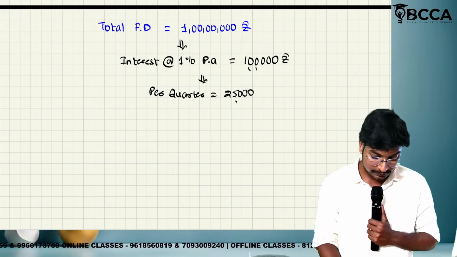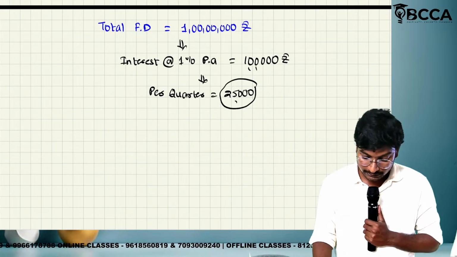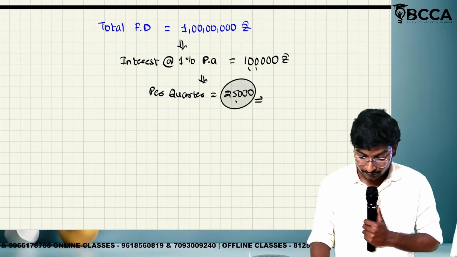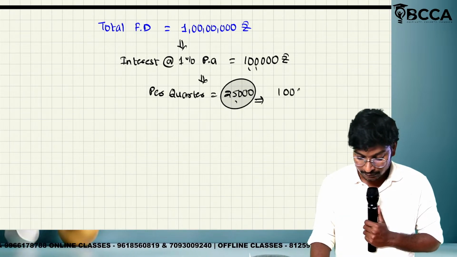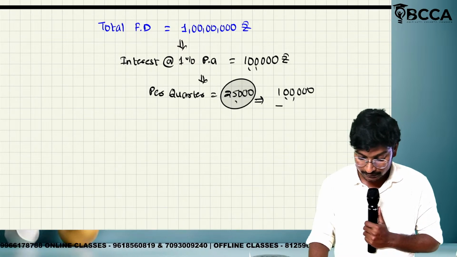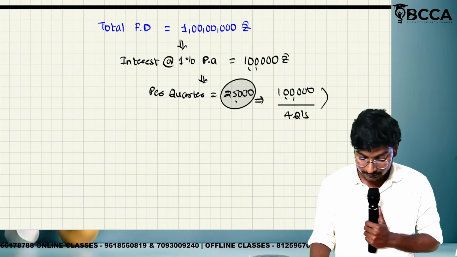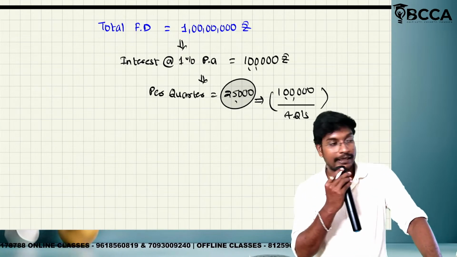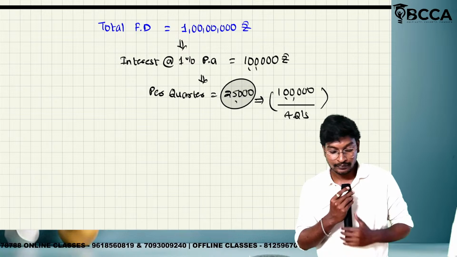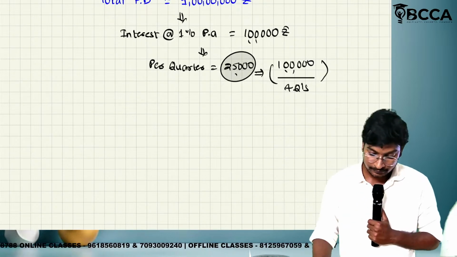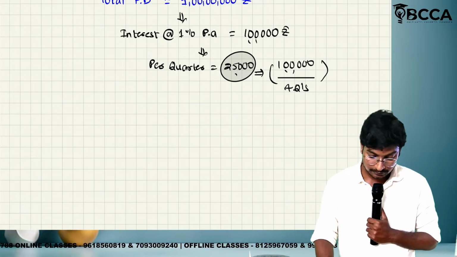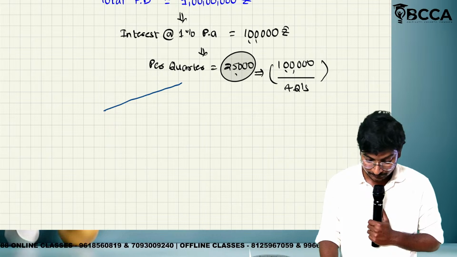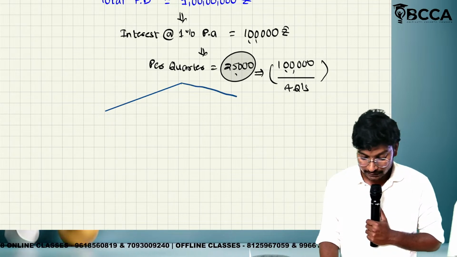This 25,000 we have got from 1 lakh divided by 4 quarters. Some multiplication work I have done, that's all. So here we are dividing into 2 parts. What are the 2 parts?